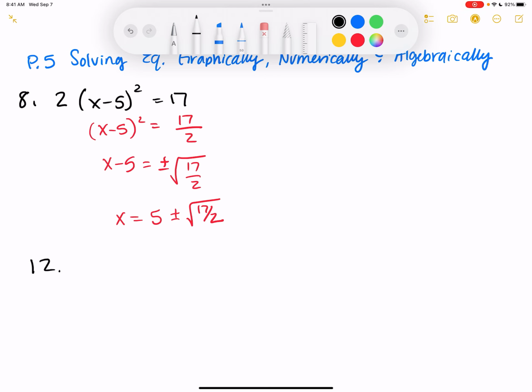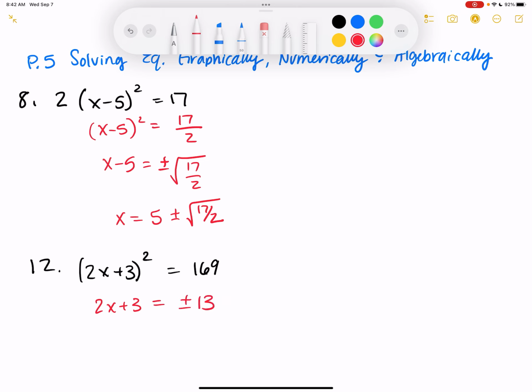All right, number 12. (2x plus 3) squared equals 169. You can already take the square root there. So what does that give you? 2x plus 3 equals the square root of 169, which is 13. I know that plus or minus 13.